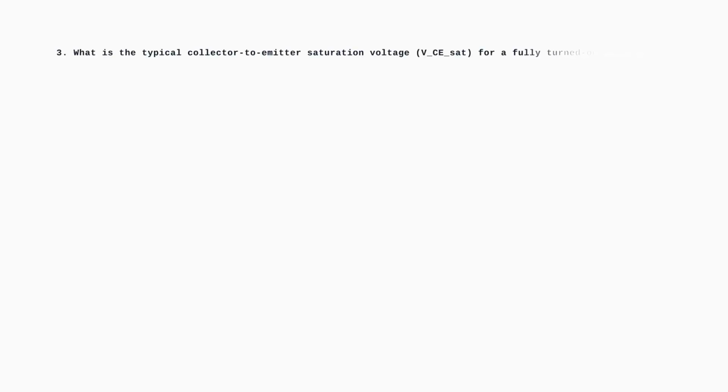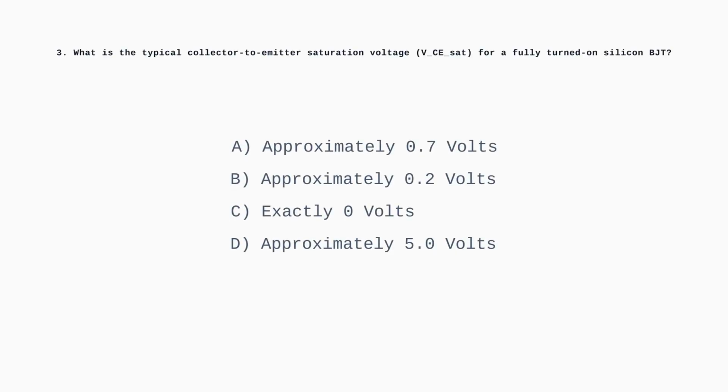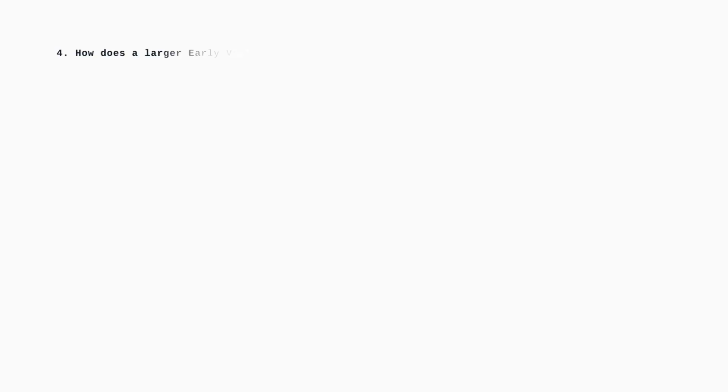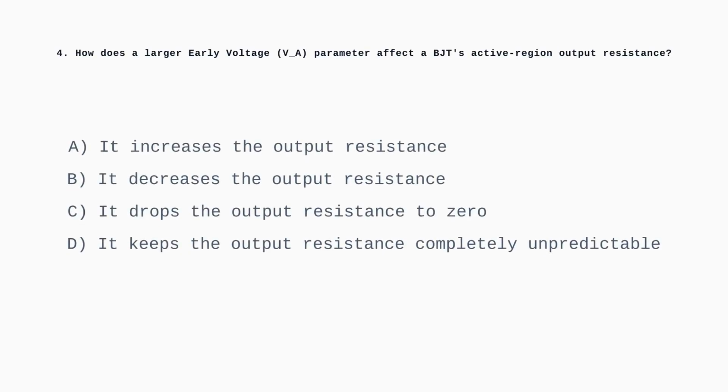Question 3. What is the typical collector-to-emitter saturation voltage for a fully turned-on silicon BJT? When driven deep into saturation, the voltage drop between collector and emitter collapses to a minimal value of about 0.2 volts.